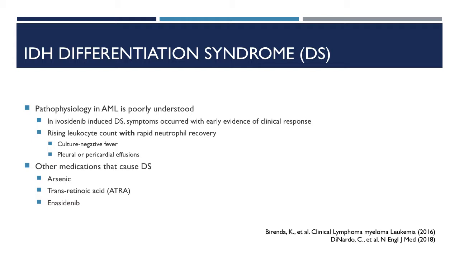Specifically with ivosidenib, though, induced differentiation symptoms occurred with early evidence of clinical response, and they saw a rising leukocyte count with rapid neutrophil recovery. They had culture-negative fevers, pleural and pericardial effusions as well. And the other medications you can see differentiation syndrome with include arsenic or transretinoic acid, which are used in APL, and enasidenib, which is another targeted AML drug that I will discuss later on.